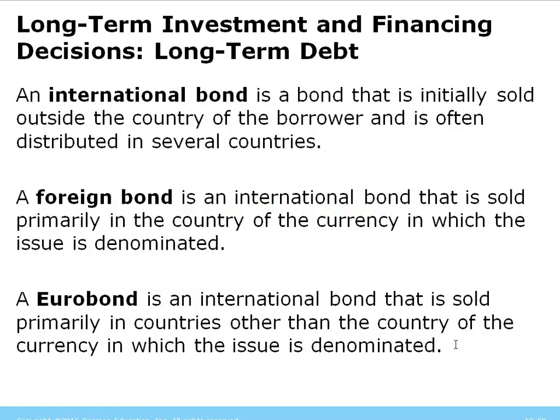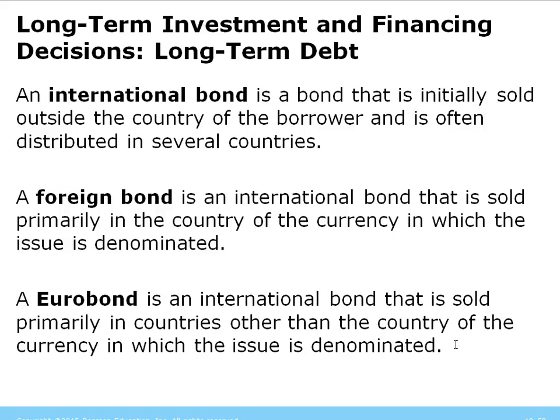Okay. Now, long-term investment and financial decisions. When we talk about long-term debt, you've got to think about international bonds. A bond that's sold outside the country of the borrower is often distributed in several countries and can offer a lower interest rate. Now, a foreign bond is an international bond that is sold primarily in the country of the currency in which the issue is denominated.